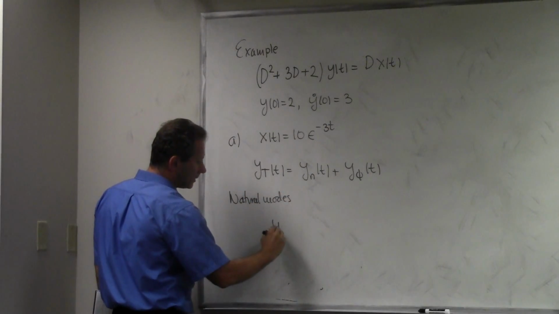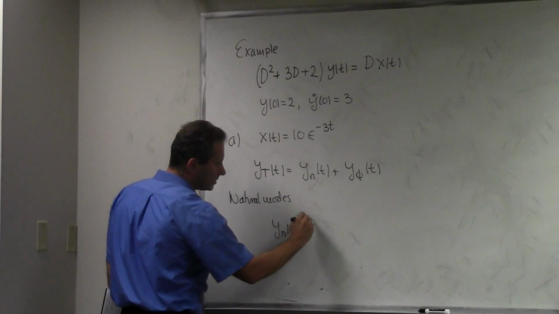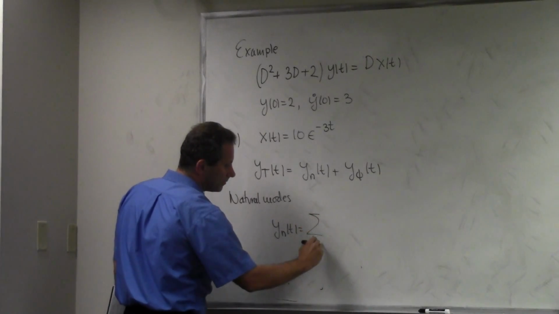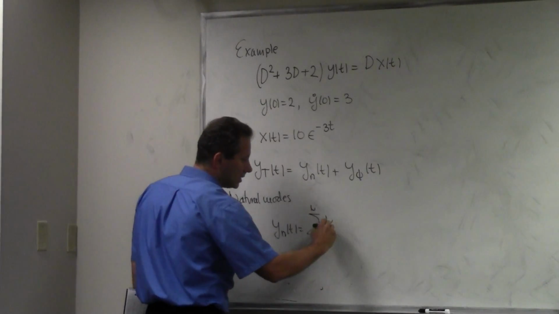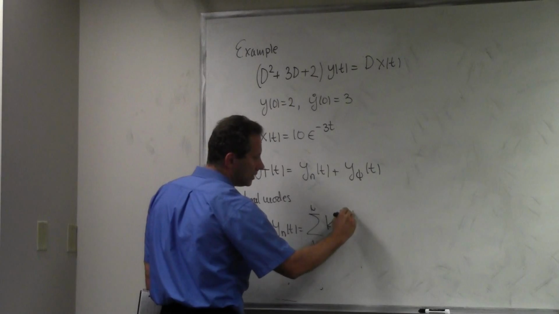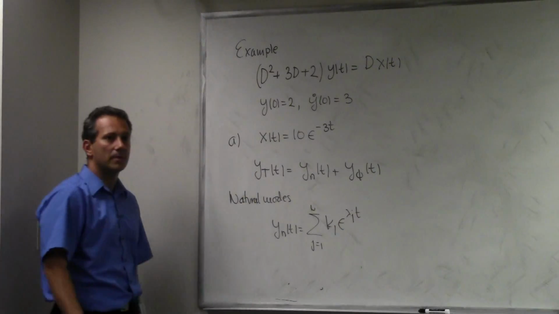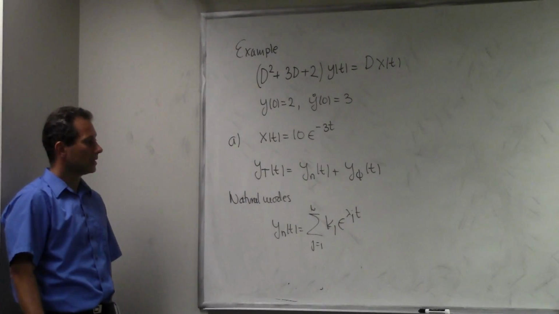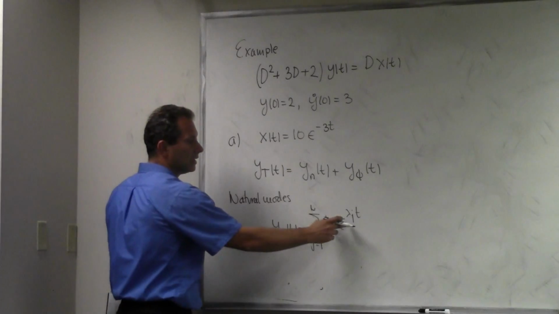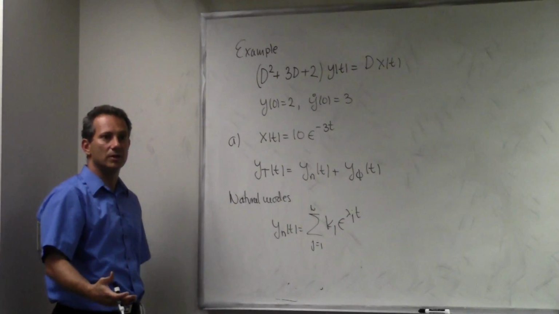I know that the format of y_n of t is going to be the sum over j, 1 through n, of k_j e to the lambda_j t. That's the format of the natural modes. Now, how do I get the lambdas? I have to solve my characteristic equation.